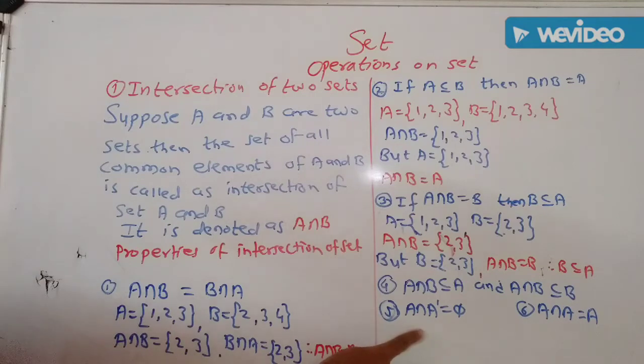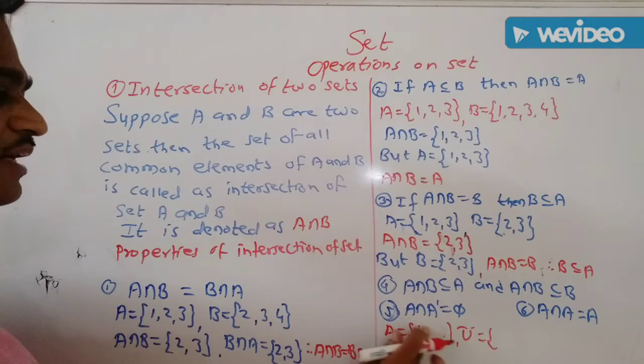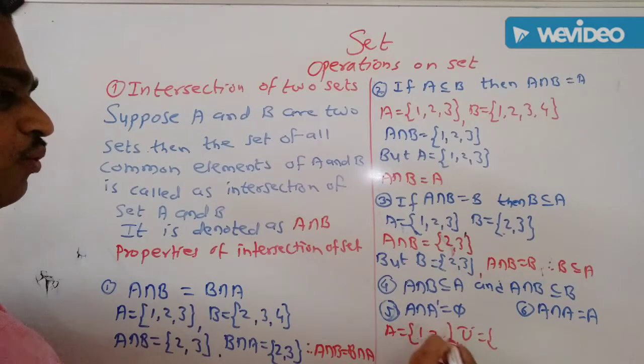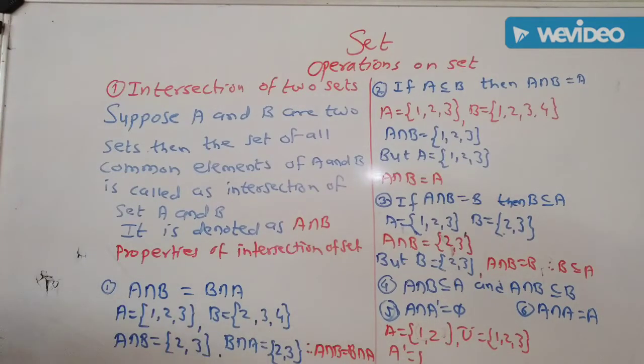Then the fifth property is: A intersection complement of A is equal to the empty set. For that, suppose we take set A as {1, 2, 3}, and the universal set we take as {1, 2, 3}. Then the complement of a set means the set of all the elements which are present in the universal set but not in the given set. Therefore, for the complement of A, the element present in the universal set but not in A is 3.